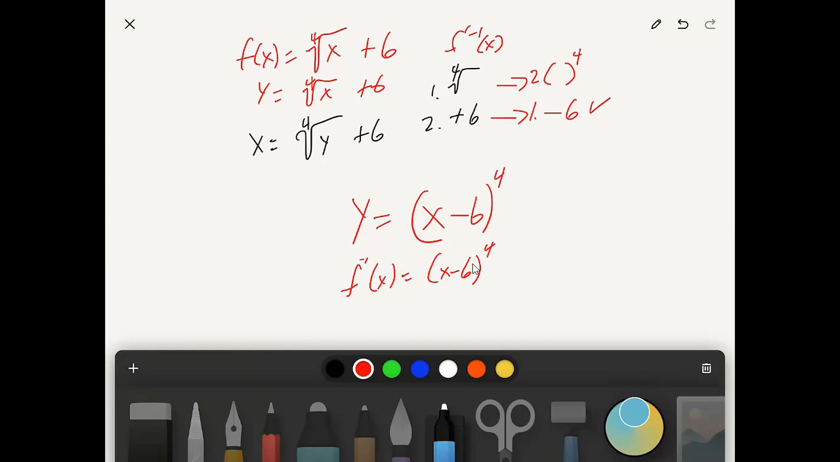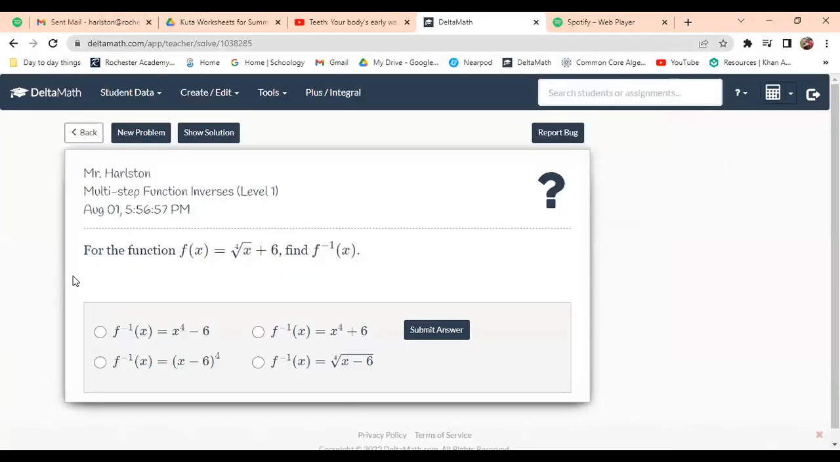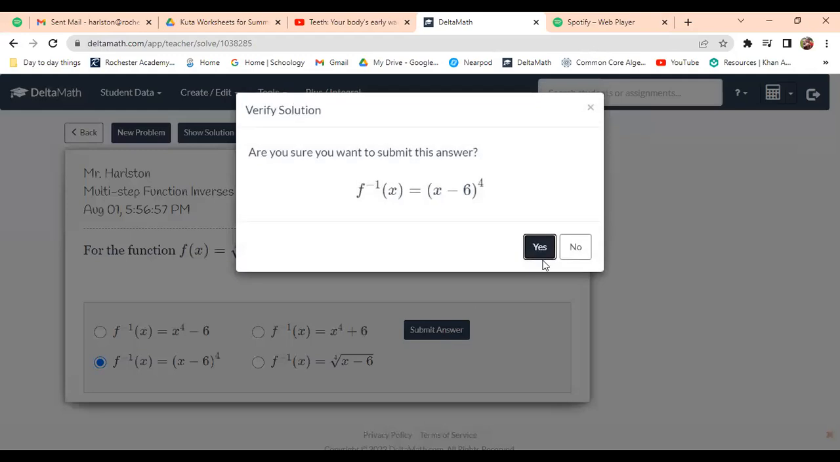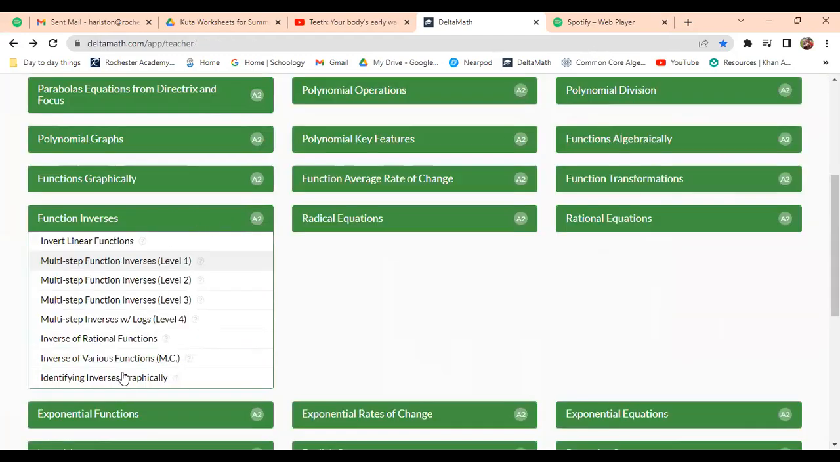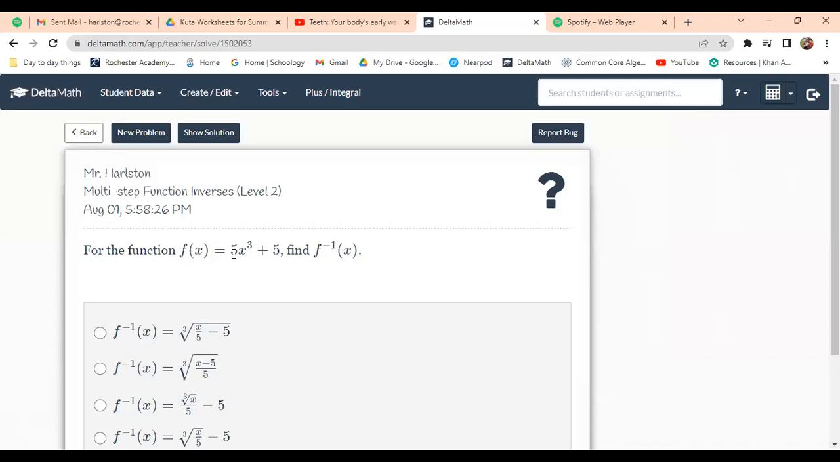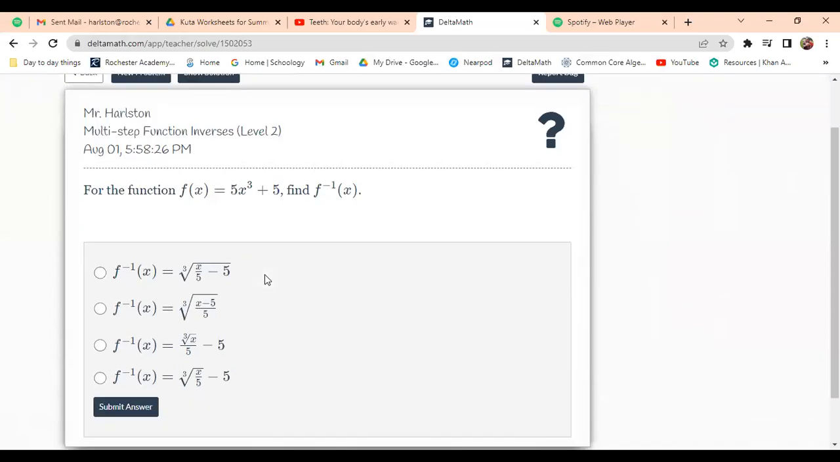And now let's go and see which one matches. I got x minus 6 to the fourth. That's what we had, that's the one I would choose. And it says wonderful. All right, so let's do some more difficult ones. Okay, this one is 5x to the third power plus 5. Find the inverse. So let me write this on my iPad.